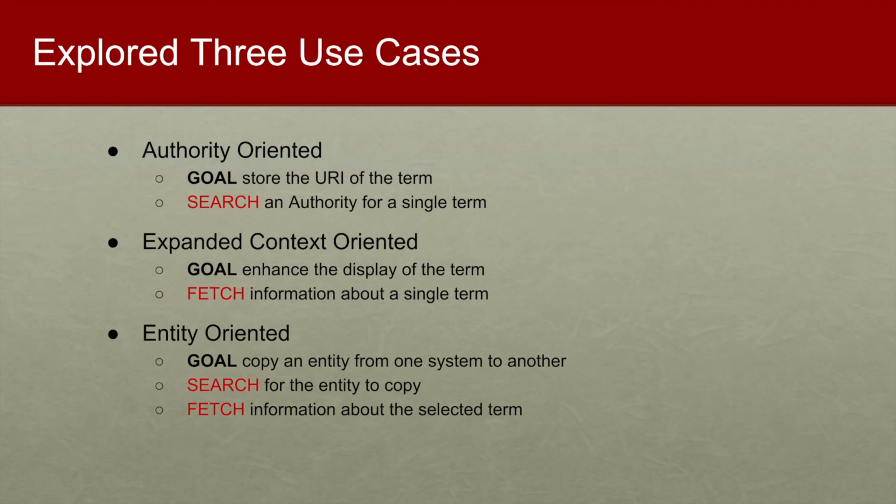So we did a search for the entity we wanted to copy. Once we selected one, we did a fetch to get as much information about the entity as we could so we could copy it into our own system. I hope these use cases give you a sense of what you can do with the QA server to leverage external authorities in your application.